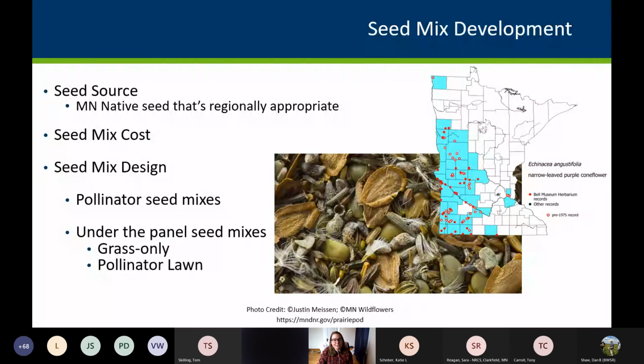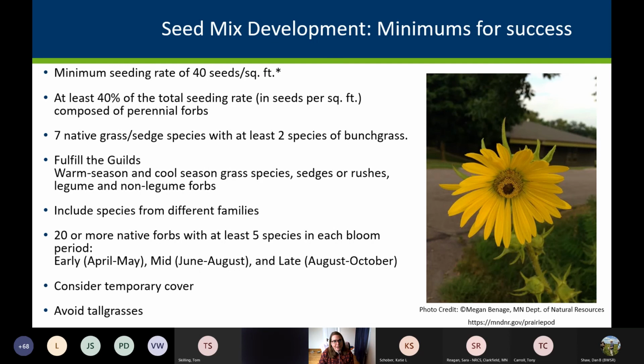Right, so in our seed mix design, there are a couple options. You can do higher quality seed mixes, and then you could mix those with grass only seed mixes underneath the panel. You could do things like a pollinator lawn. There are all kinds of options. So it's sort of a novel world. It's not necessarily that only native species would get selected for this, although Dan and I go back and forth about that a lot. Same basic seed mix rules apply here. So you want to make sure that you have a minimum seeding rate of 40 seeds per square foot. That makes sure you get enough seed on the ground so that you can have establishment.